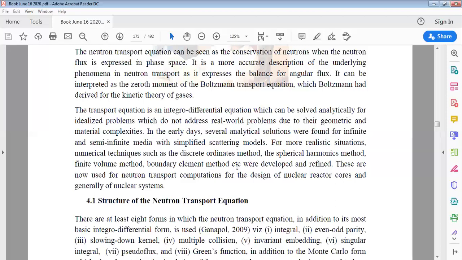Now, when I was a student at Queen Mary College, doing my final year project in 1978, the project that I had chosen was the discrete ordinates method and the spherical harmonics method for the transport equation. Dr. Peter Smith was my supervisor. And so my first knowledge of discrete ordinates and spherical harmonics goes back 42 years.